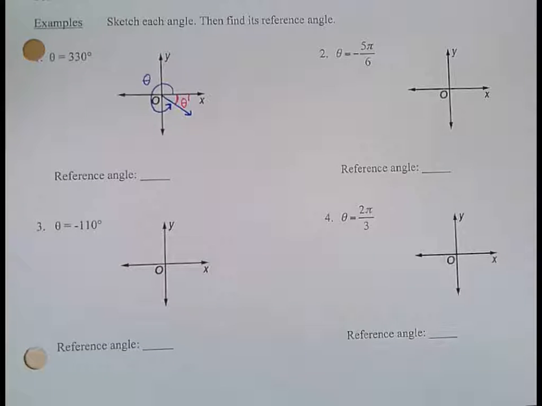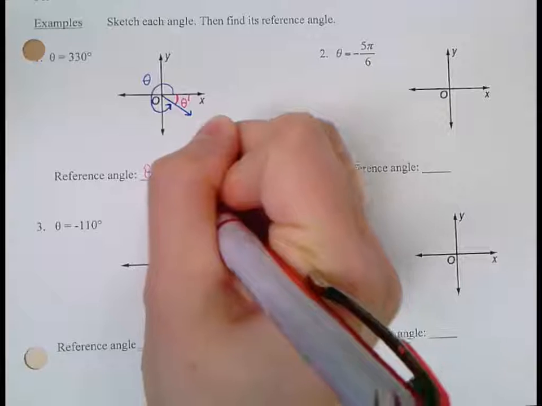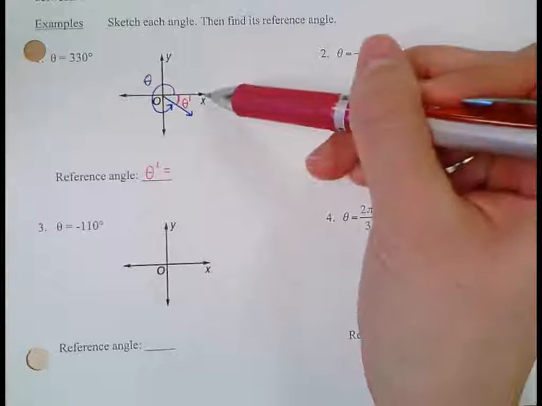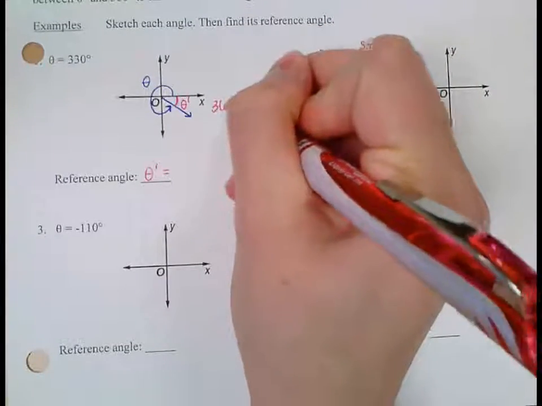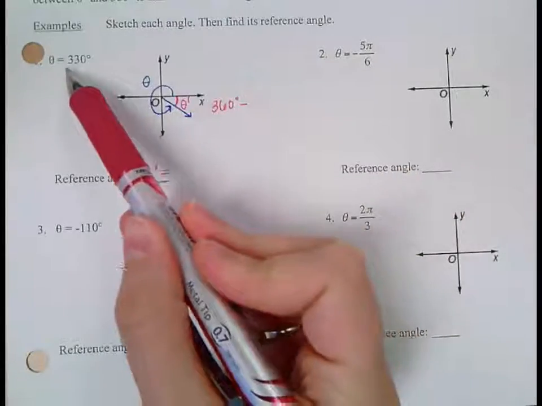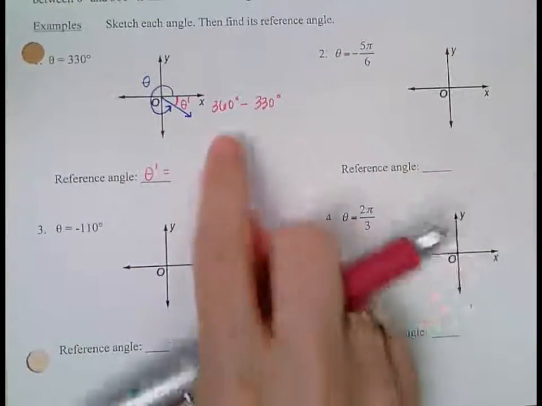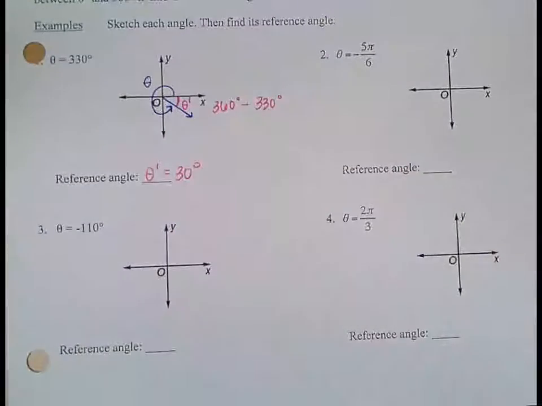And then we have to find that measure. For the reference angle, I'm going to put theta prime equals, just to get you used to that notation of seeing theta prime and what it means. When the terminal side is in quadrant 4, to find this measure, we can take 360 degrees and subtract the original angle of 330 to see that the reference angle theta prime is equal to 30 degrees.